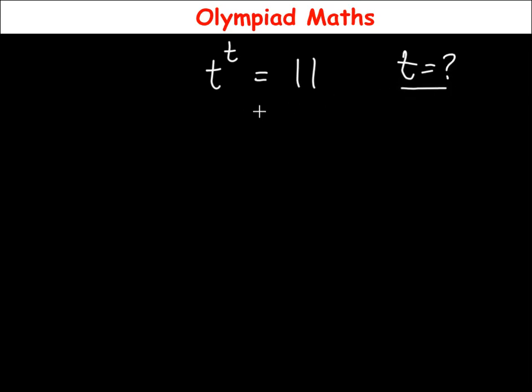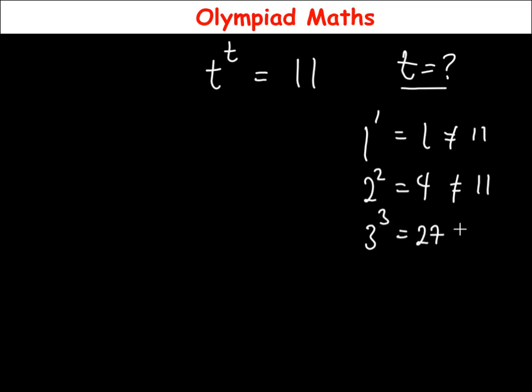Now if we try this method, let's say we assume that t is equal to 1. Now 1 raised to power 1 is equal to 1, and this is not equal to 11. Same thing also, let's say we try 2 raised to power 2, this is equal to 4, and 4 is not equal to 11. Now let's say we continue by trying 3 raised to power 3, which is equal to 27, and this is also not equal to 11.